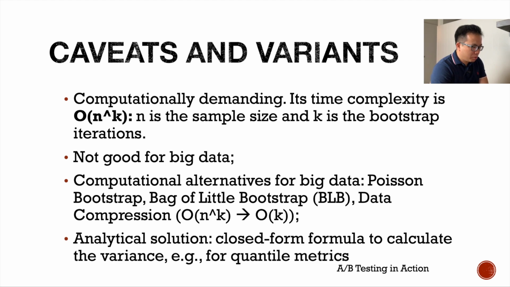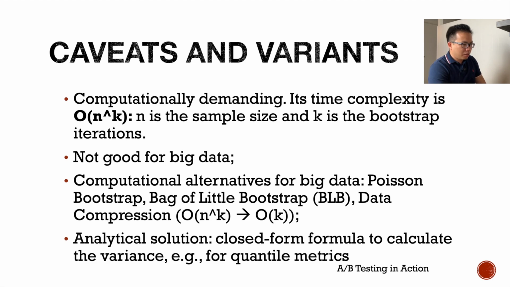And here are just a few examples. We have Poisson Bootstrap. We have Bag of Little Bootstraps, BLB. BLB allows us to run the Bootstrap in parallel. And also we have data compression, which is the process of reducing the sample size from n to a fixed number of data points. Then we apply the Bootstrap process to the fixed data set. In this way we can reduce the time complexity from O(n) to the power k to O(k). But the downside is we may observe some data loss during the data compression process.